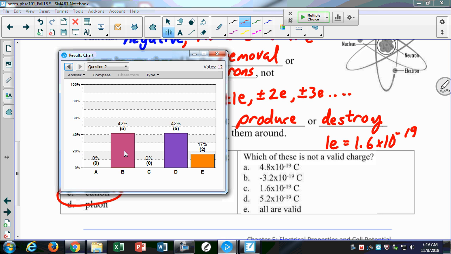I know that 3 protons is 4.8. 4 protons would be 4 times 16 is what? 64, 6.4. So this is between those two. So that's not a valid charge. So D is the right answer there. Okay? So you're looking to see which value is an equal number of these values. Okay? I put B at first because it was negative and then I changed it.